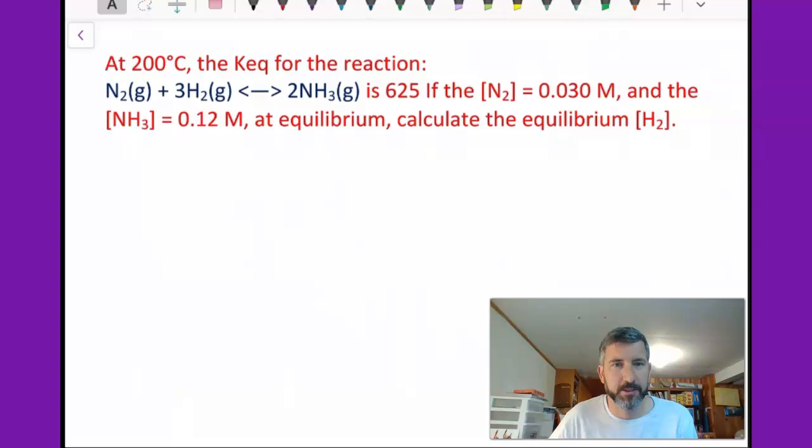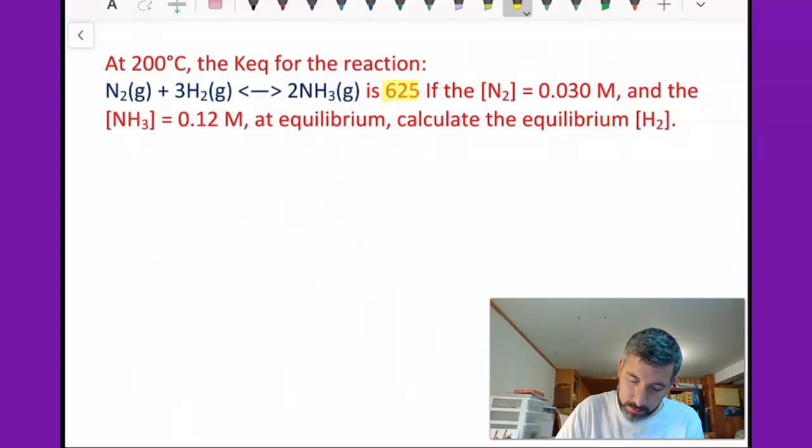Okay, there we go. Now the reaction looks right. So essentially what I'm going to do is plug in these numbers. There's my KEQ, here's my nitrogen, here's my ammonia, and we're going to solve for the unknown concentration of H2. So I'm just going to go ahead and set that up.